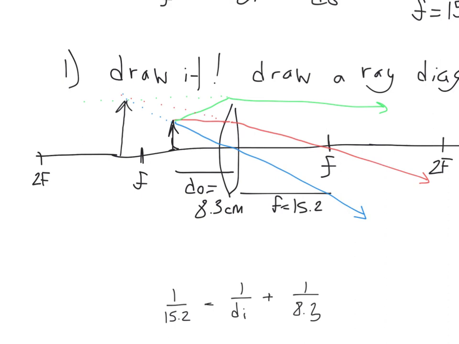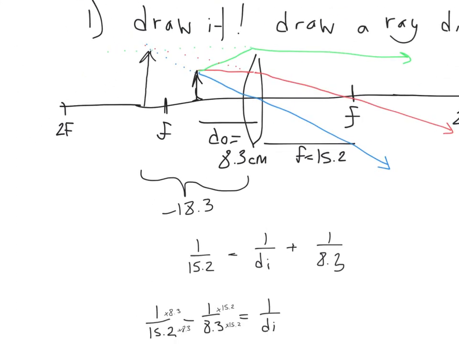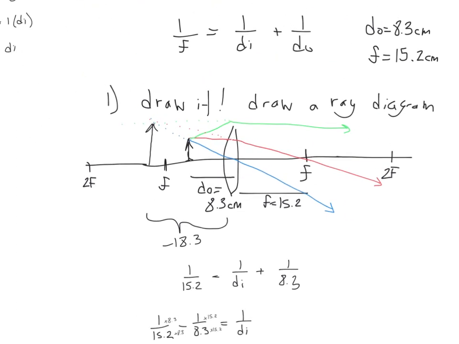If the focal length is 15.2 from our problem, then our image distance is going to be negative 18.3, which makes sense because it's on the same side as the object, and it is a bigger number than the focal length. So it is always good to draw it out to help you confirm that the number makes sense.